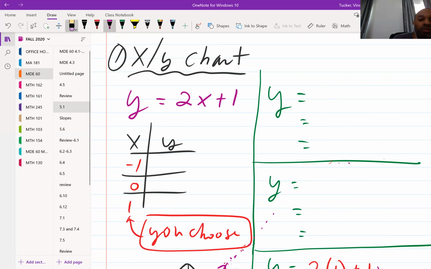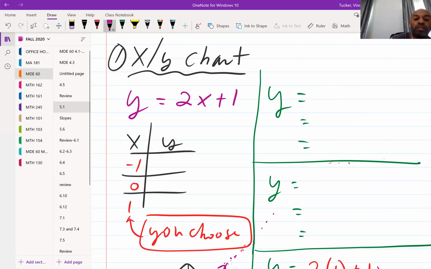Notice I chose -1, 0, and 1. You don't have to use those values. You can use 1, 2, and 3 if you like. But basically, you choose those values for x. Just remember that whatever you choose, though, you have to graph it. So if you choose 150 and 1 million, just know you're going to have to graph that.